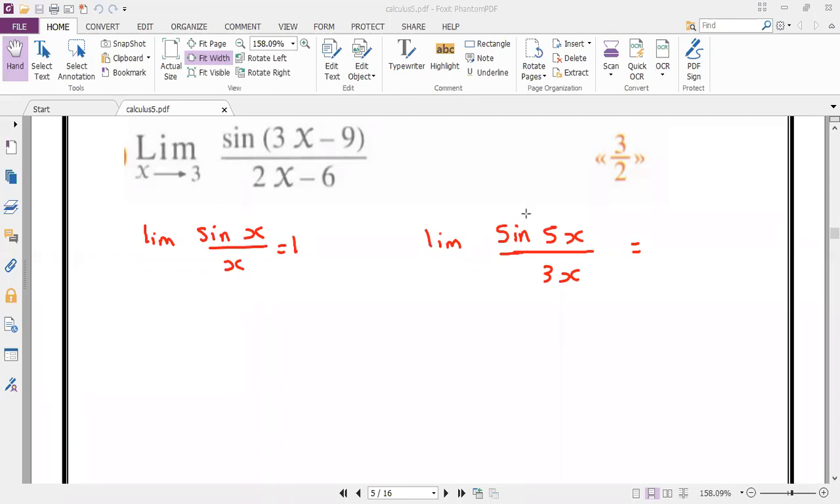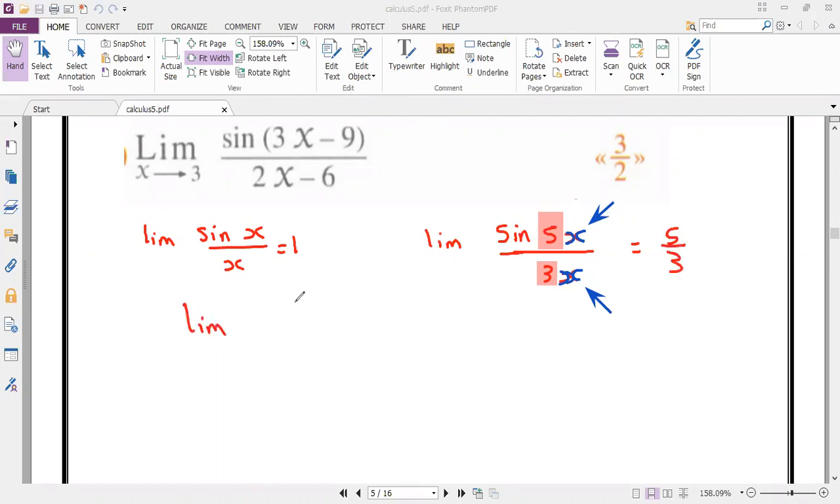If we have sine 5x here and 3x here, and we look at the variable, the variable here is x, and the variable here is x. So you write the coefficient of the first variable divided by the coefficient of the second variable. That will be equal to 5 over 3.